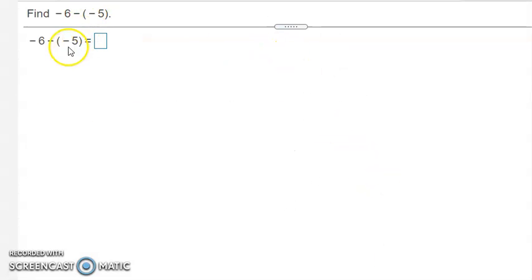Negative 6 minus negative 5. Anytime you have the minus and negative together, you can make this giant plus sign right here. Negative 6 plus 5 is negative 1.